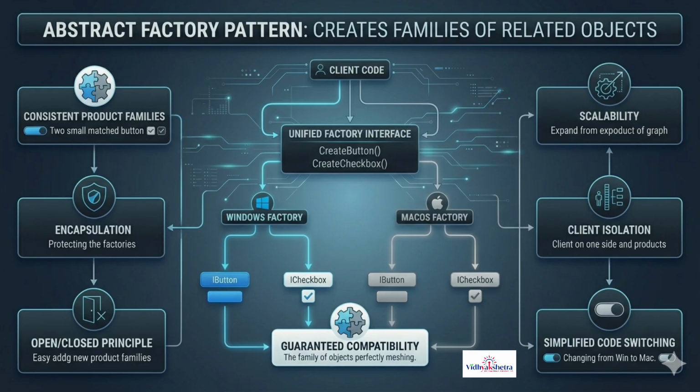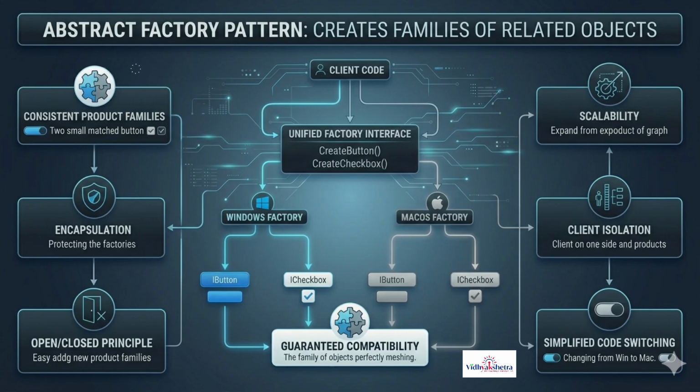In practical terms, the pattern introduces an abstract factory interface that defines multiple methods, each responsible for creating a specific type of product. These products are typically represented by interfaces or abstract classes. For example, in a UI framework, the abstract factory might define methods such as createButton, createCheckbox, and createTextBox. Each of these methods returns an object that adheres to a corresponding interface, such as IButton or ICheckbox.